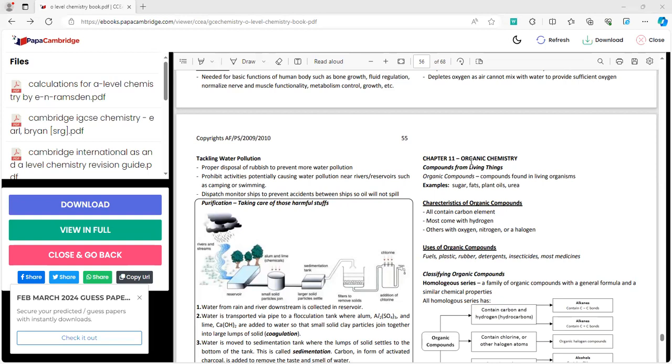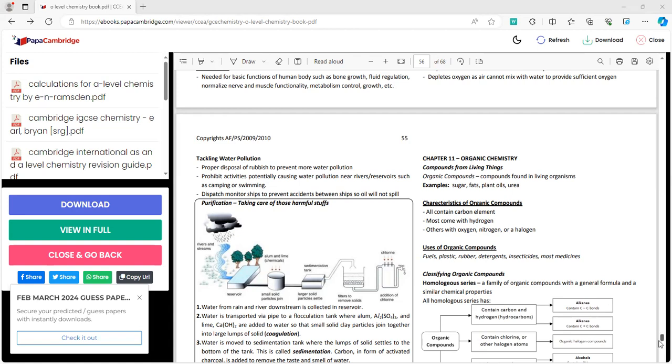Good morning. Today we'll be starting off with the most important chapter of chemistry. It's organic chemistry. This comprises the largest portion of the syllabus and is the most frequently tested topic on the paper as well. So now in organic chemistry, first we'll talk about the classification of organic compounds.